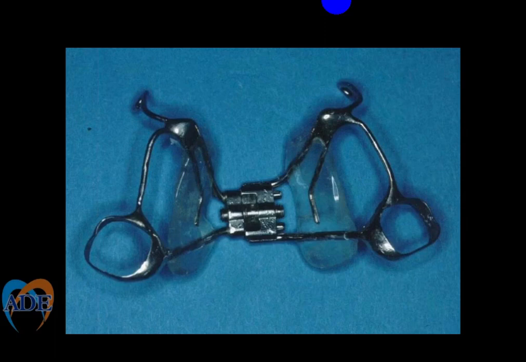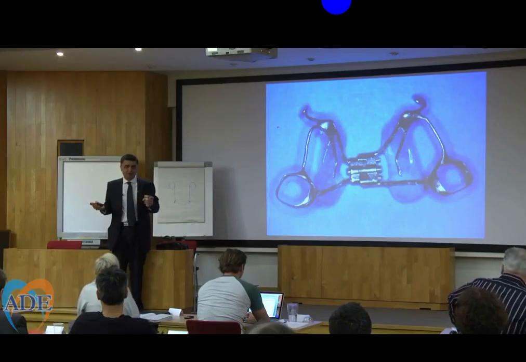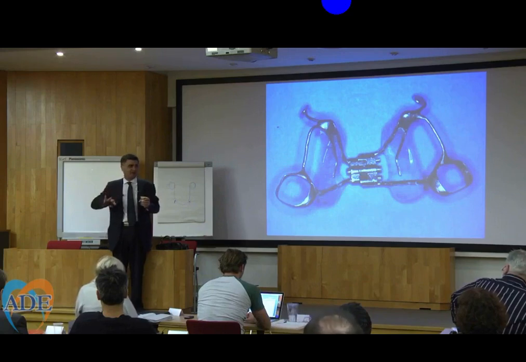This is developed by the guy who really has written the most on expansion, a guy called Dr. Haas, right? And the Haas appliance, he believes if you put acrylic, you get better movement of the palatal vault. Research has indicated that actually is not true. So to me, I don't have acrylic in the palate. A, for the tongue. B, hygiene's a nightmare.